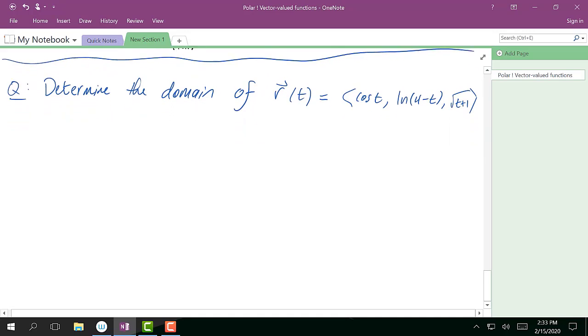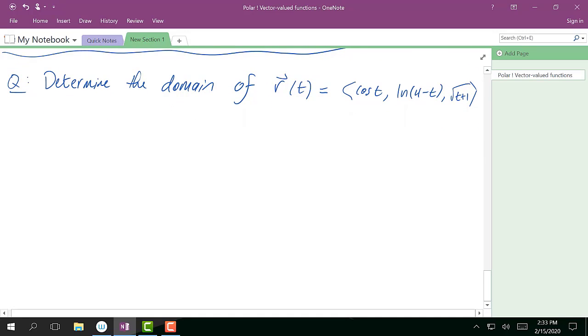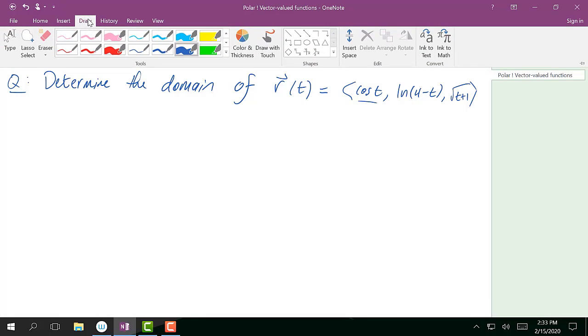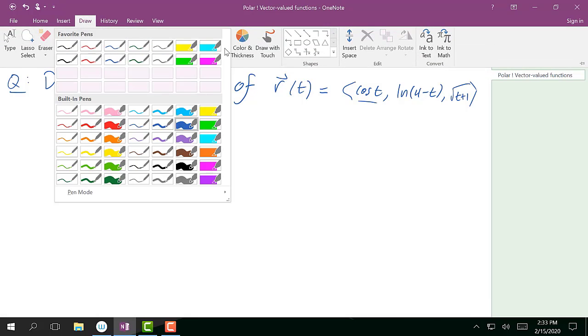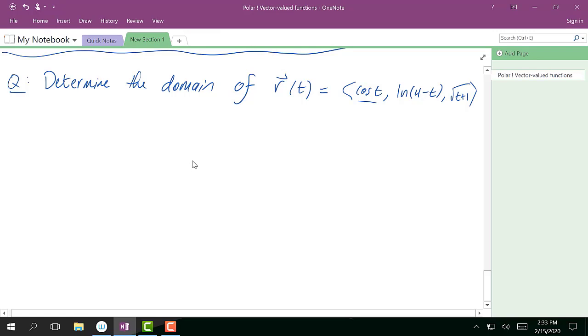The way we do this is we look at the domain of each component function and then take their intersection to see where they all overlap. Let's look at cosine of t first. This function is defined everywhere. There's no value of t that we can plug in and not get an output value. Okay, natural log of 4 minus t.